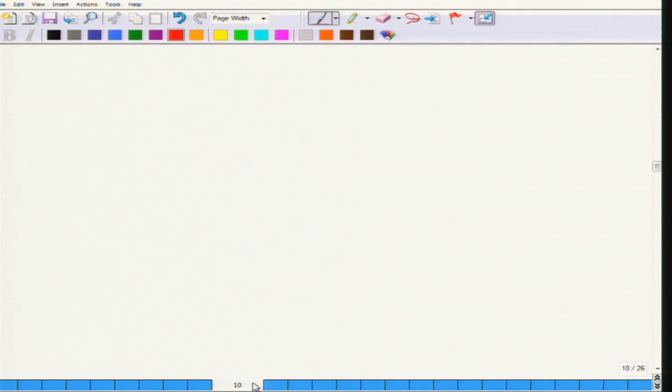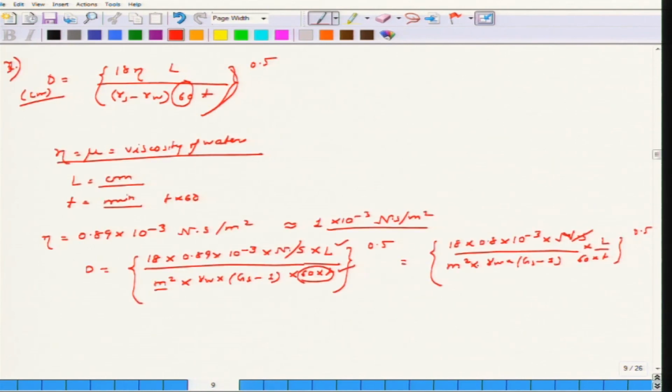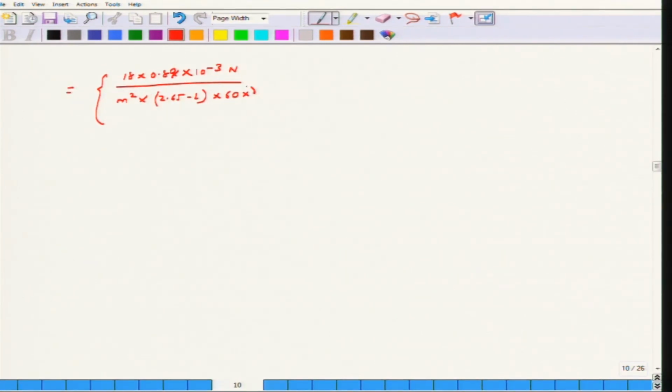Now Gs is also known, like here it was given as 2.65. So basically 18 into 0.89 into 10 to the power minus 3 Newton meter square into 2.65 minus 1 into 60 into, if you remember correctly, there is a gamma w term here. So that gamma w is to be presented here into L by T, this entire thing to the power of 0.5.